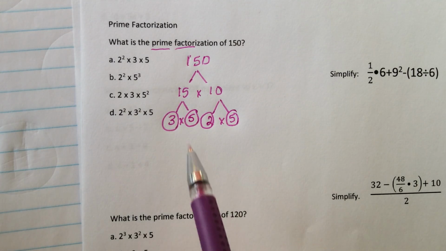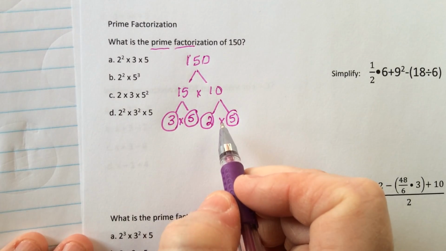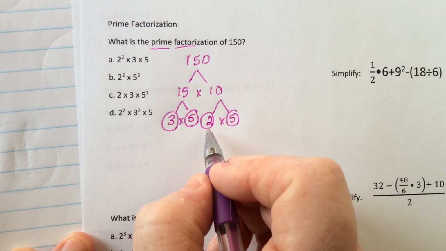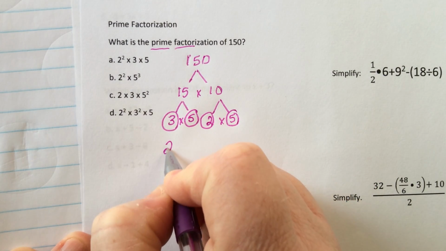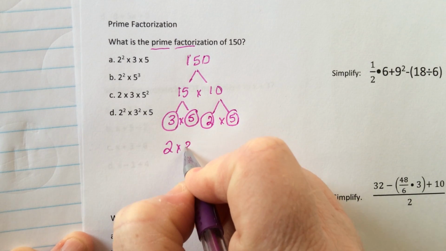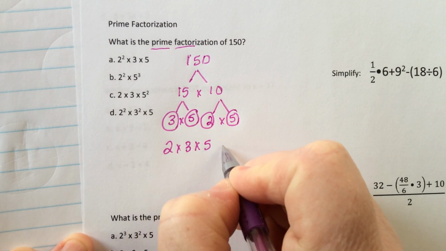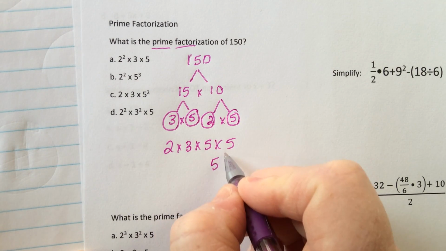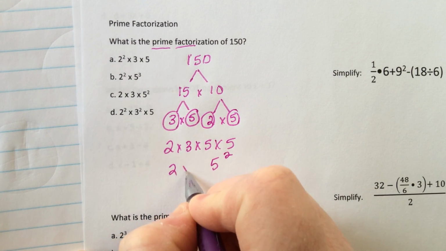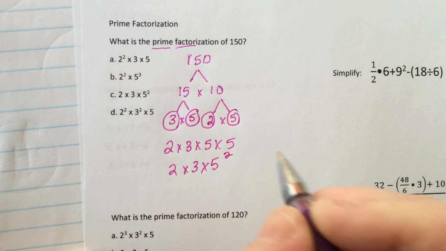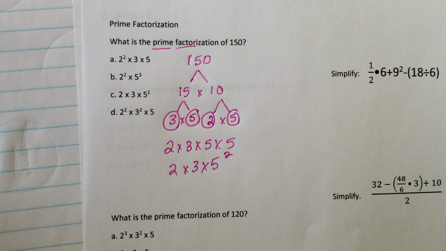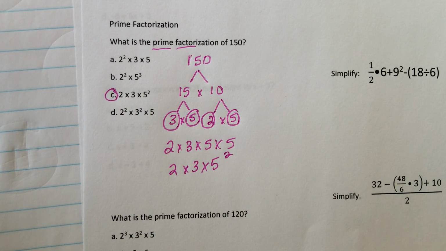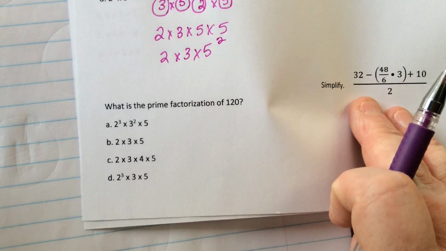So now my answer here, I take my numbers, all the prime numbers that I circled. Remember, I only circle the ones that are prime, and I write them in numerical order. So 2 times 3 times 5 times 5. Well, I have 2 5's. That means it is 5 to the 2nd power. So 2 times 3 times 5 to the 2nd power. And which of my answer choices look like that? It's this one. Okay, so you do the next one down here.